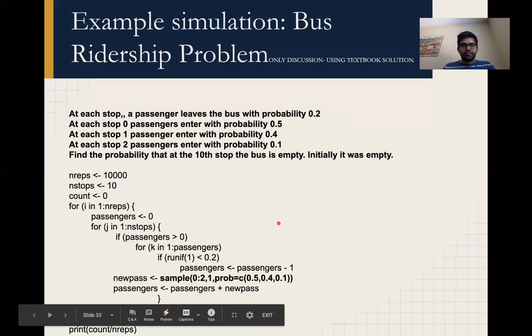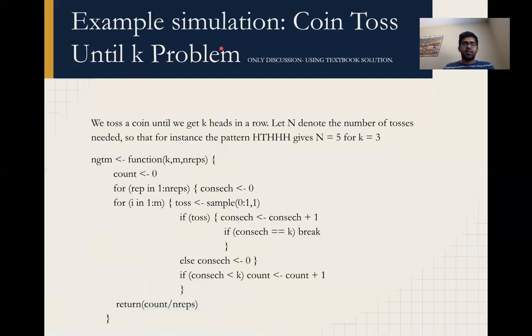Okay. Coin toss until the kth heads come. So we toss the coin until we get k heads in a row. Let n denote the number of tosses needed, so that, for instance, the pattern HT, HH gives n equal to 5 for k equal to 3. So 3 heads came in a row, right? So k heads come in a row.